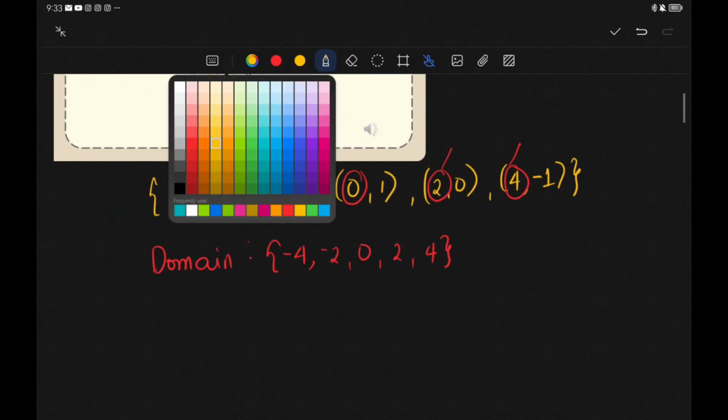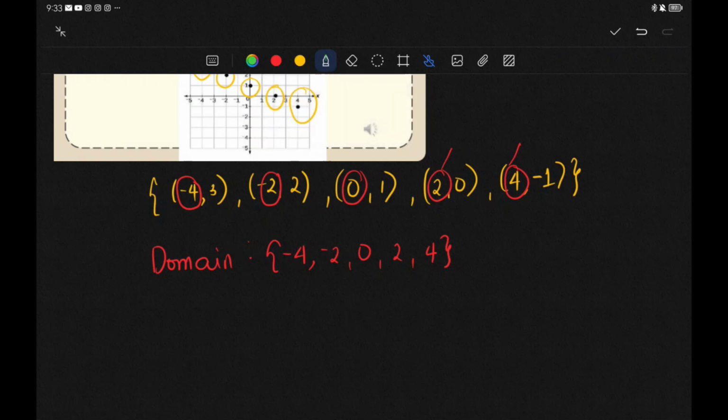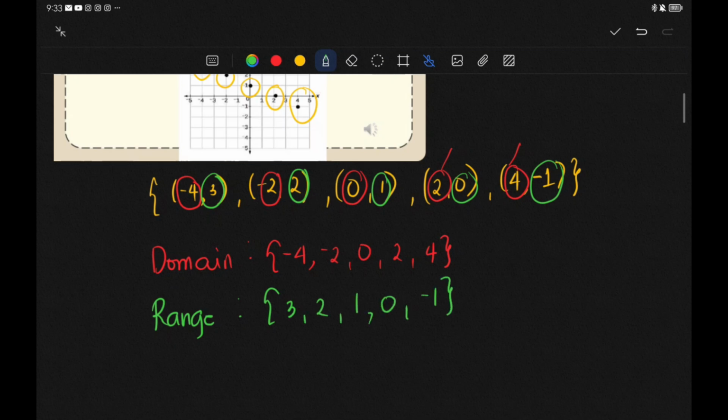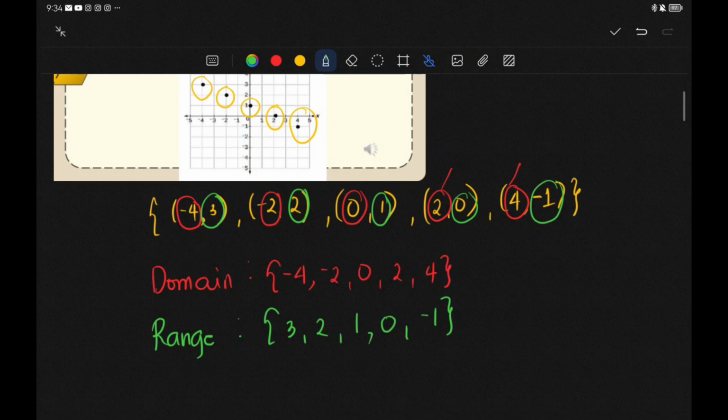The range here are the second elements because they are the y values or ordinates. So the second elements are 3, 2, 1, 0, and -1. So we can write that as range: 3, 2, 1, 0, and -1. Again, if a number appears twice, you can write it as 1. And it can be in ascending or descending order, or just as is, the way it appeared when you enumerated the set of ordered pairs.